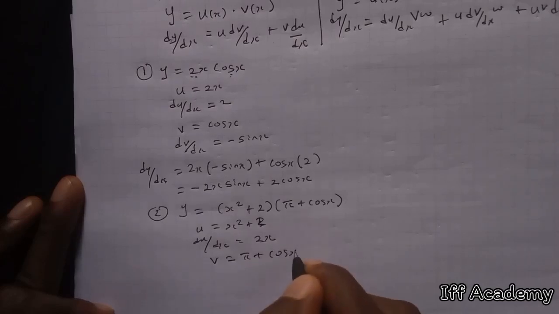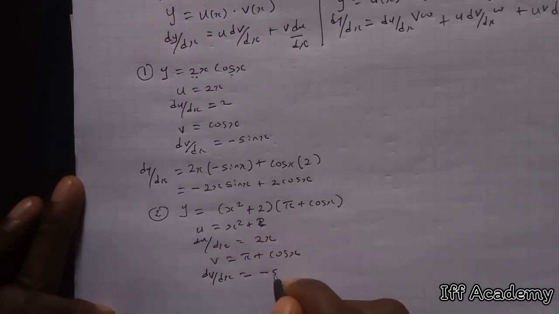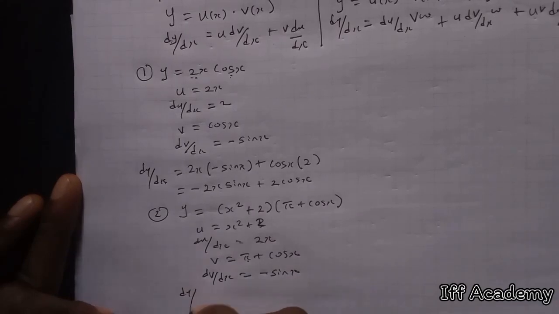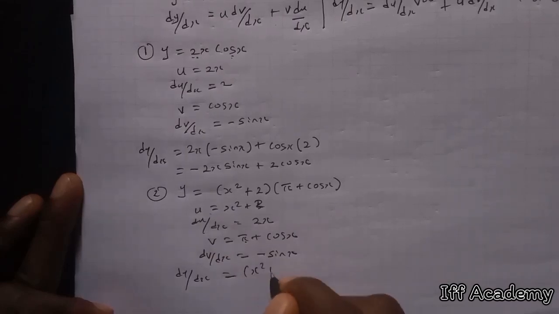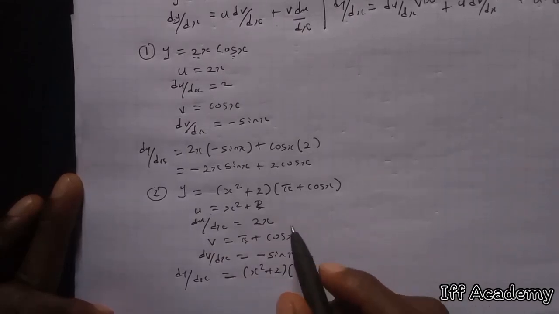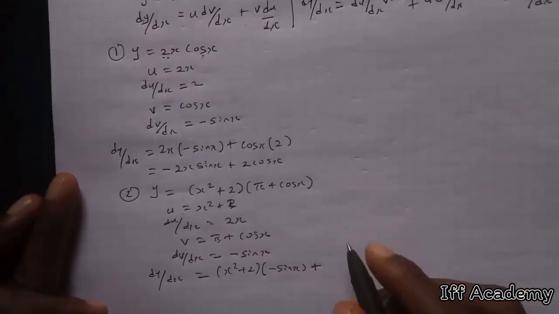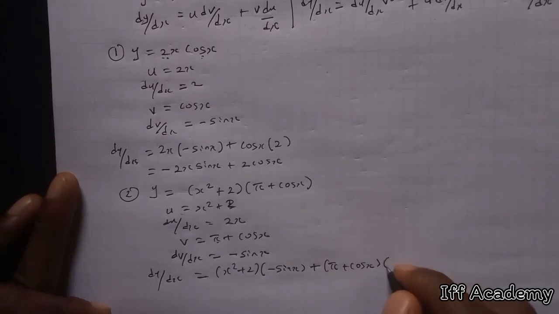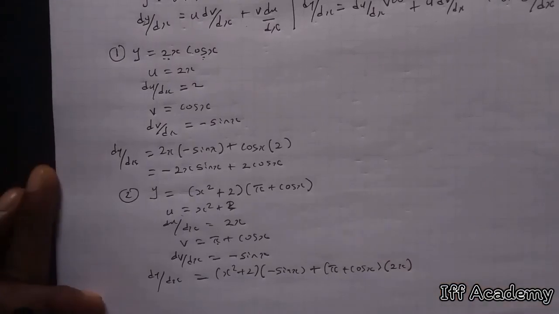And then your v is pi plus cos x. Now your dv over dx will be minus sine x. Now remember again, pi is a constant, so the derivative of a constant is 0. So your dy over dx is simply u, which is x squared plus 2, multiplied by dv over dx, which is minus sine x, plus v, which is pi plus cos x, multiplied by du over dx, which is 2x. So it's as simple as that.